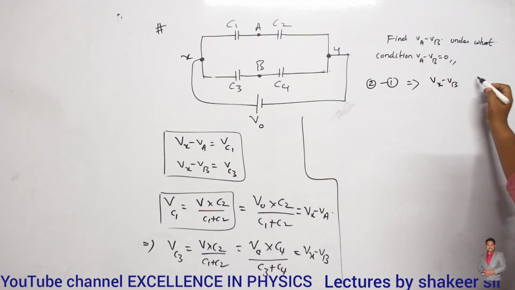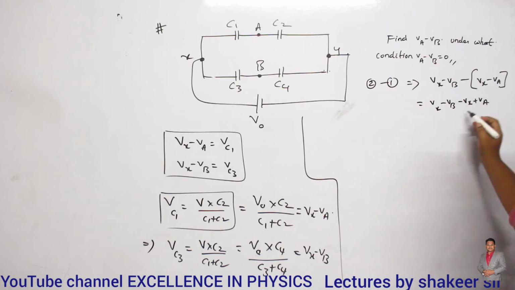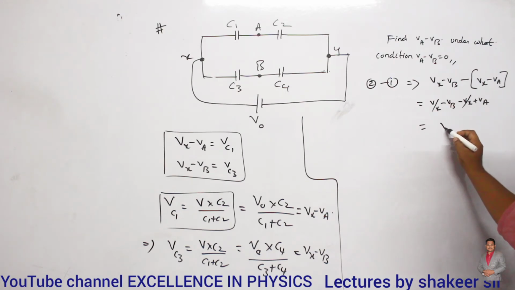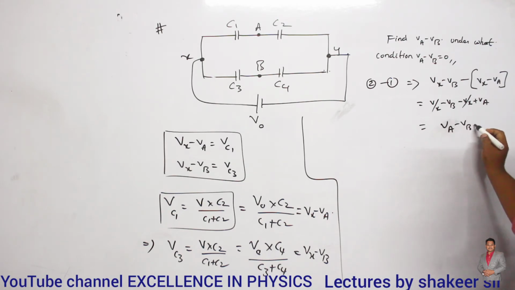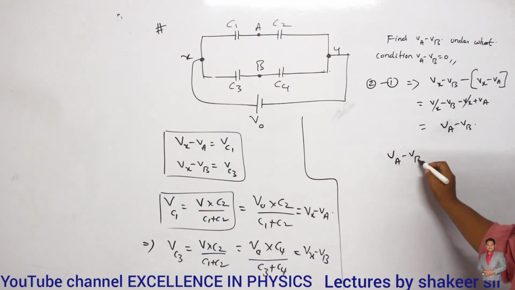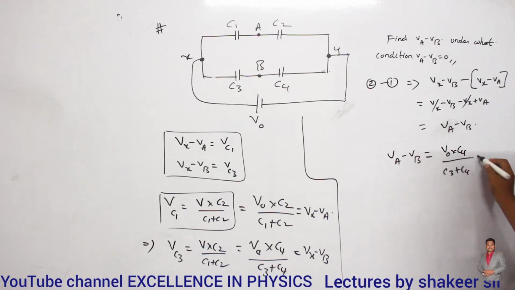If I do 2 minus 1, then what will I get? Vx minus Vb, minus of the first equation, Vx minus Va. So I will get Vx minus Vb minus Vx plus Va. Vx minus Vx gets cancelled, so I will get Va minus Vb. Therefore, Va minus Vb is 2 minus 1. Equation 2 is V0 into C4 divided by C3 plus C4, minus the first equation, V0 into C2 divided by C1 plus C2.